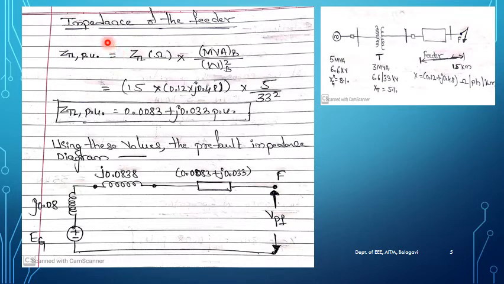So the next component is the impedance of the feeder. We need to find out the impedance of this feeder, and this feeder length is how much? 15 kilometer, right? And the reactance of this feeder is given in our problem statement. So this is the reactance given in our problem statement. We want it in terms of ohm. So according to that, what will happen now?